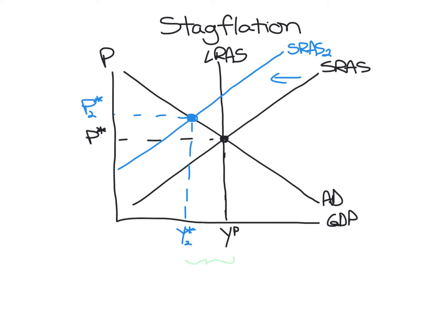We could either lower government spending, we could raise taxes, or we could, through monetary policy, increase interest rates, which would lower investment spending, right? Any of these things would end up decreasing aggregate demand. So let's go ahead and shift that.